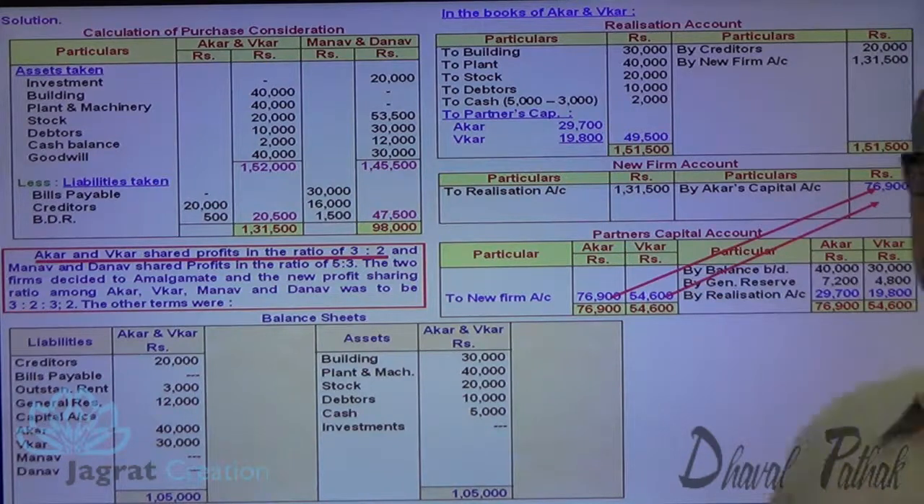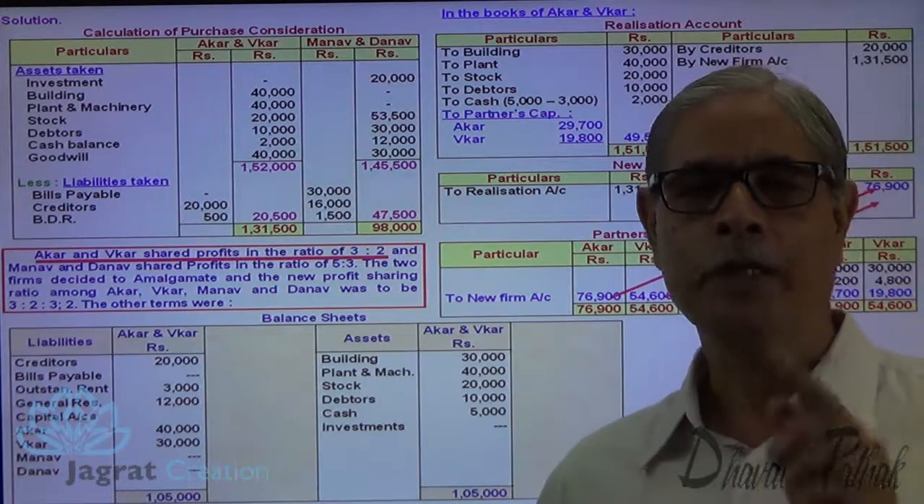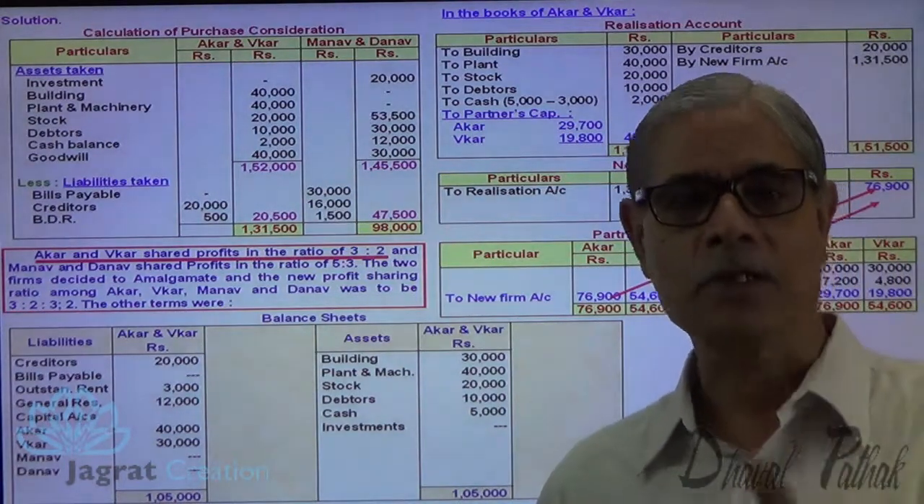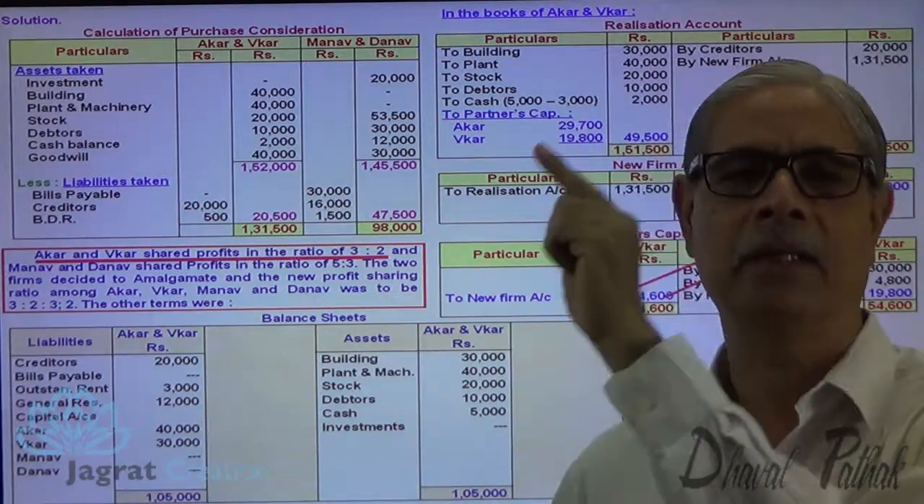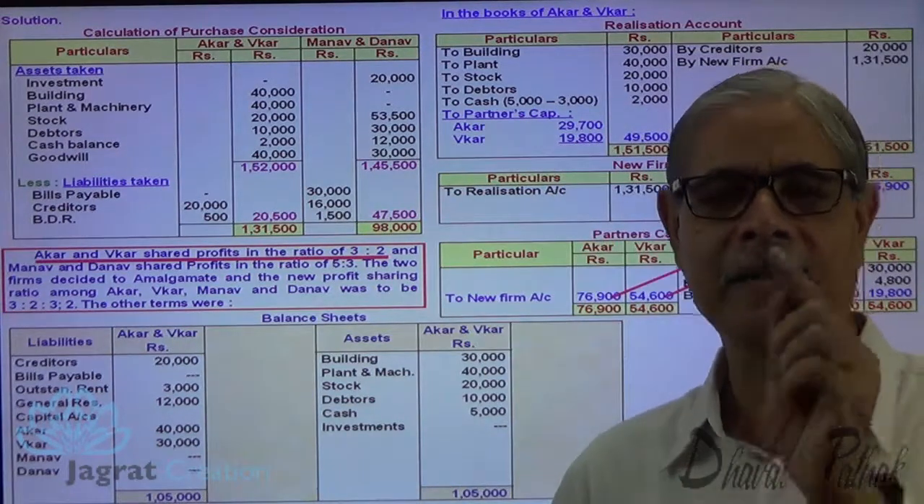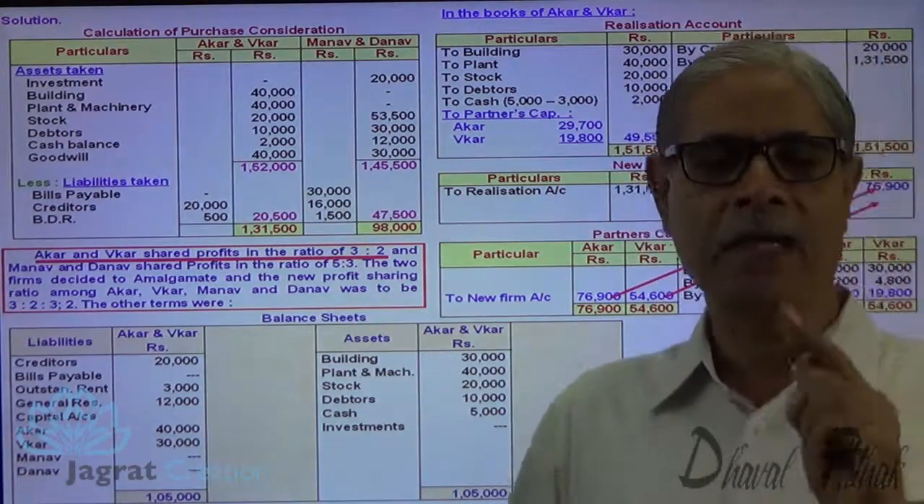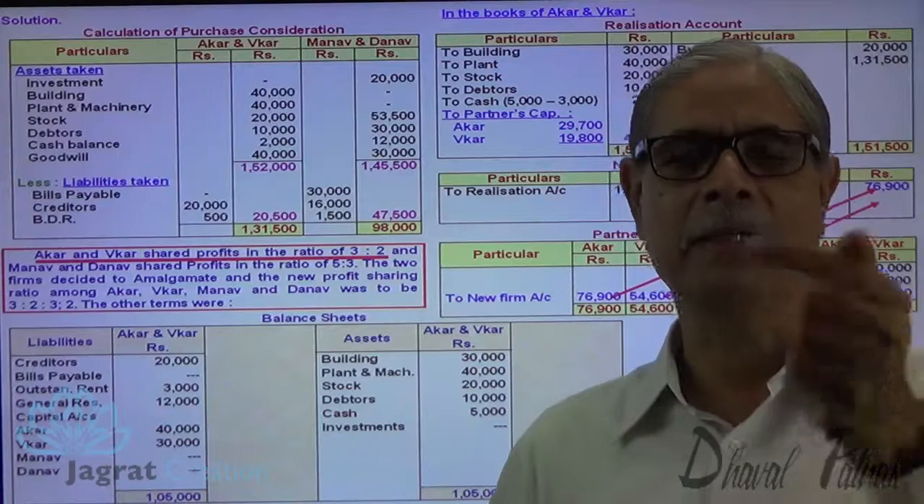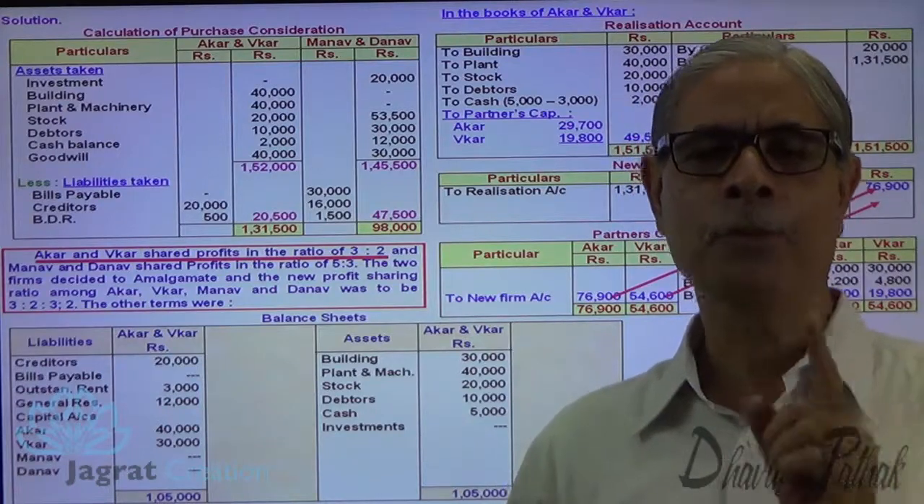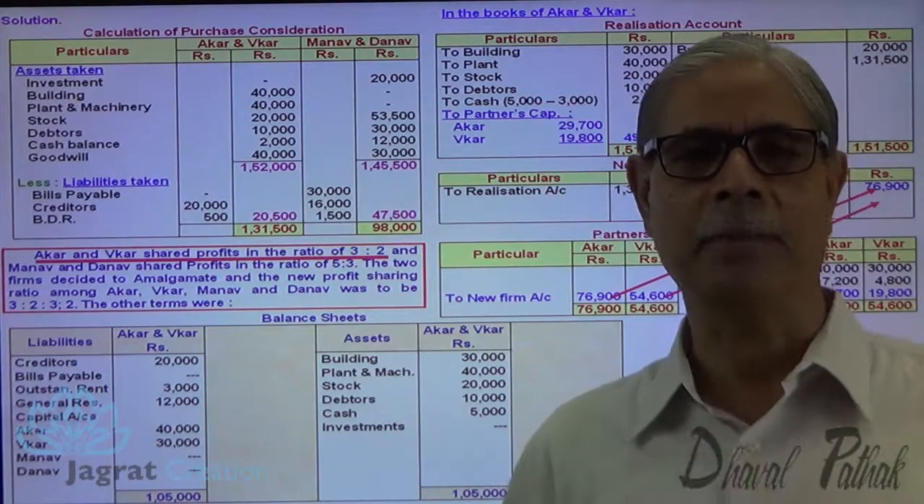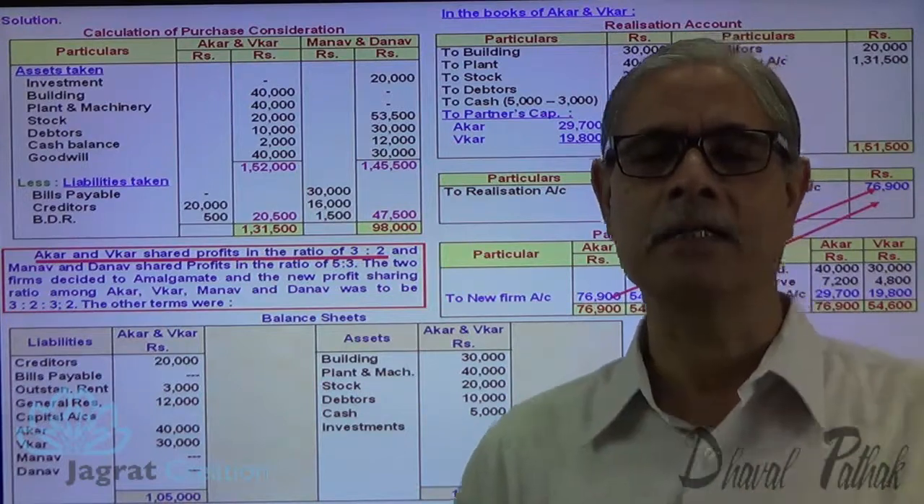So their claim in the old firm on dissolution of a partnership firm is transferred as their claim in the new firm. When their claim is transferred to the new firm, they acquire a status either of a creditor or of a partner in the new firm. Here in this sum, they are going to acquire the status of a partner.